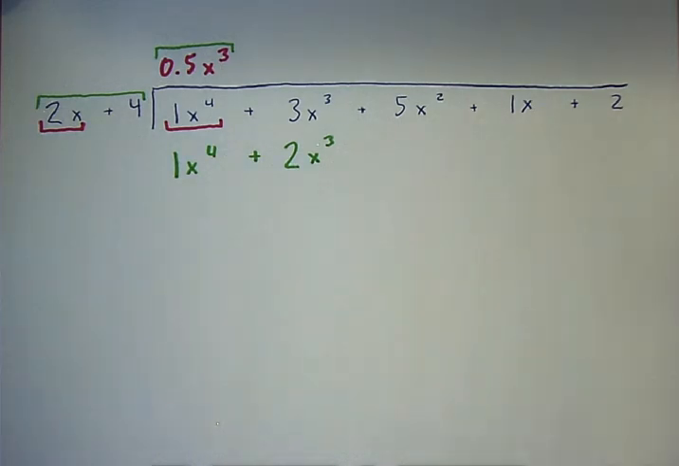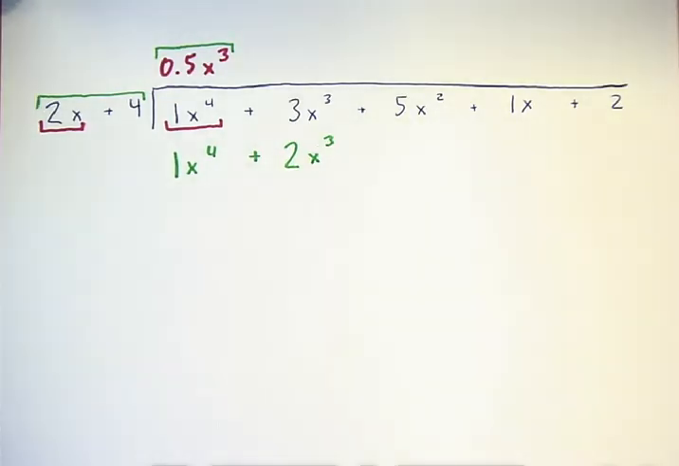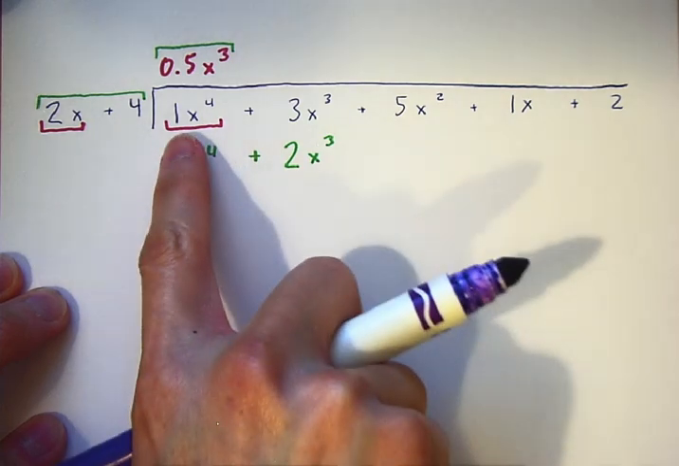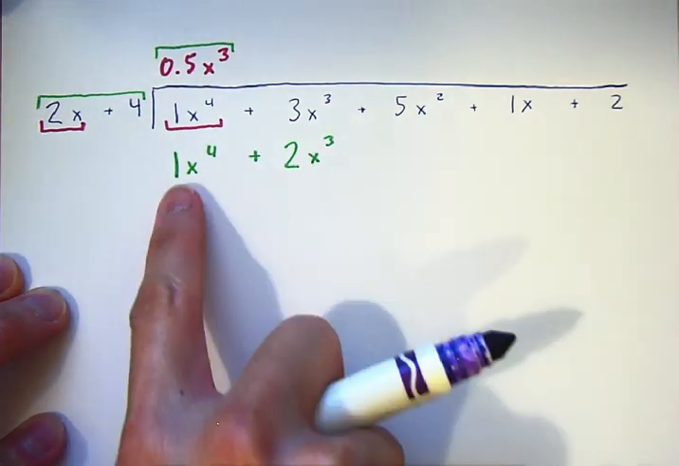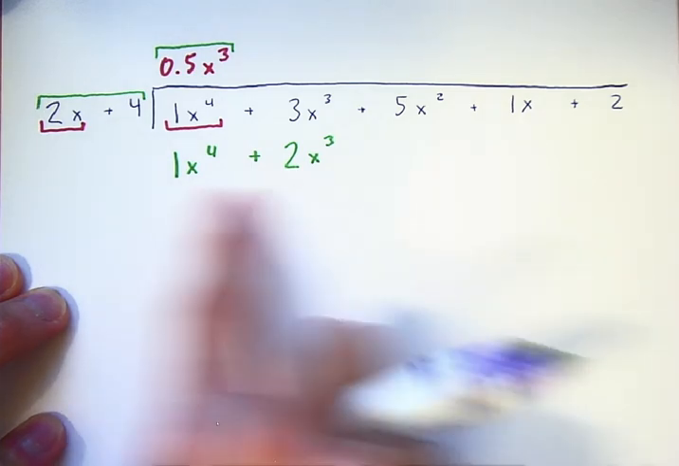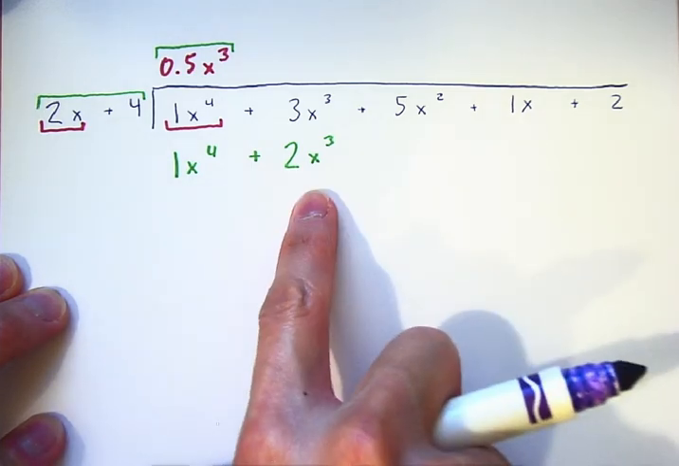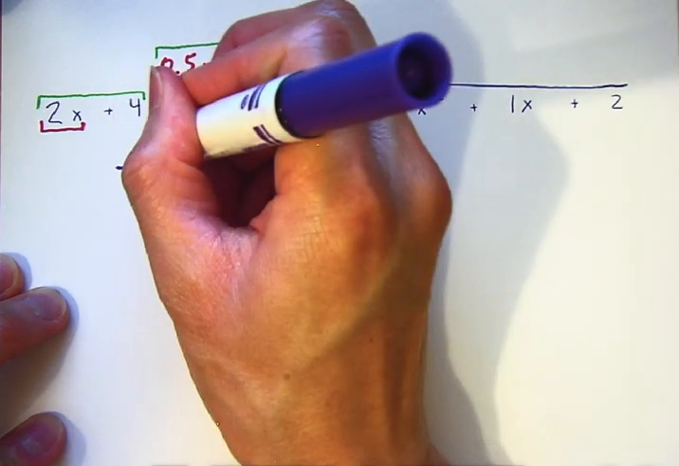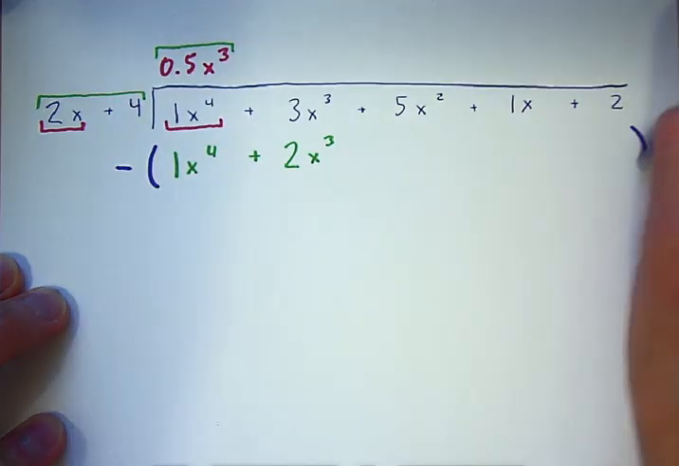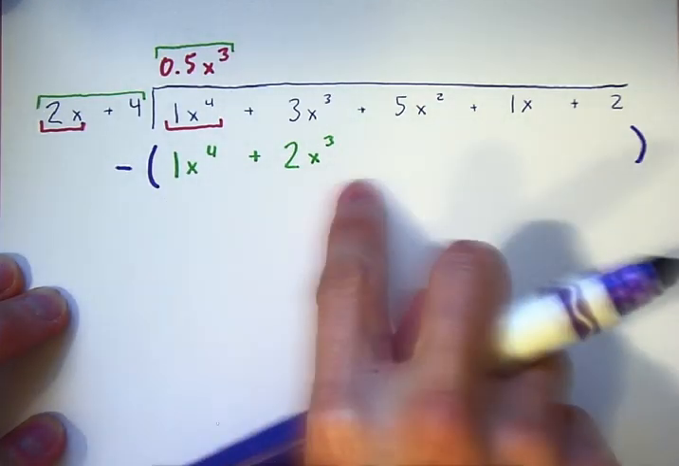Our next step is to subtract. I'm going to subtract my entire dividend, this entire line, by the thing I just got from multiplying.